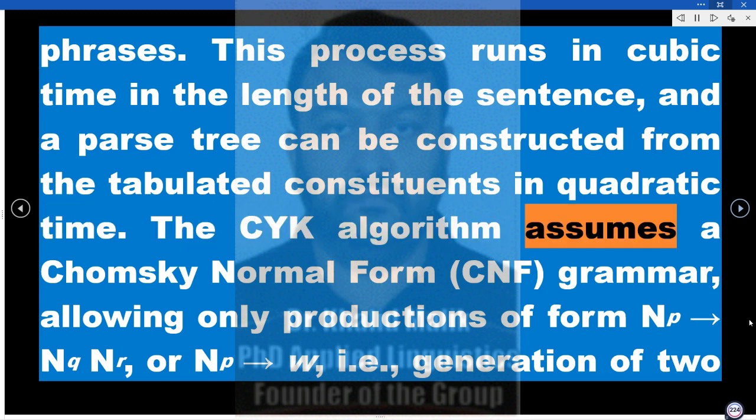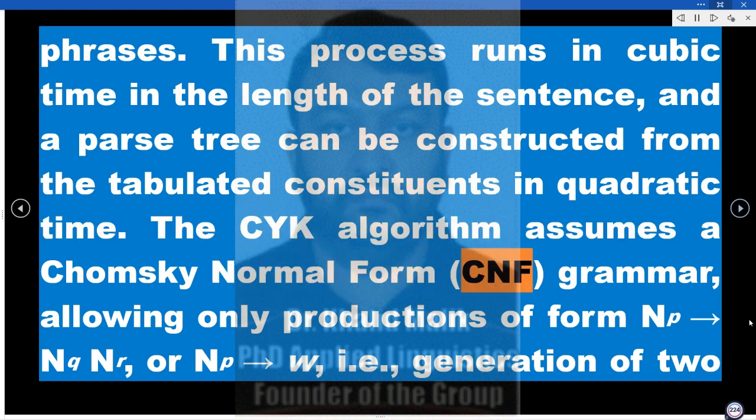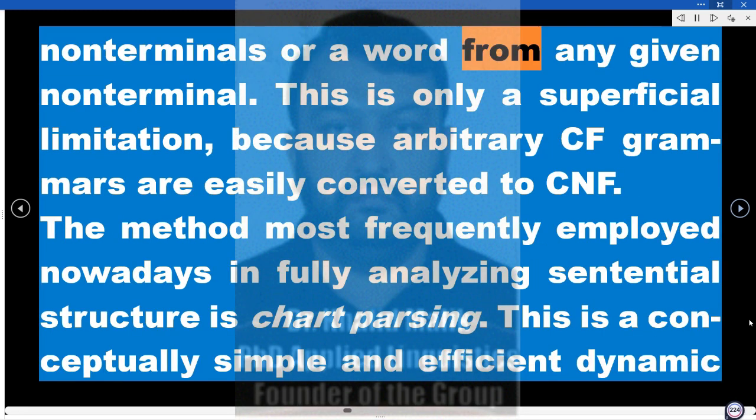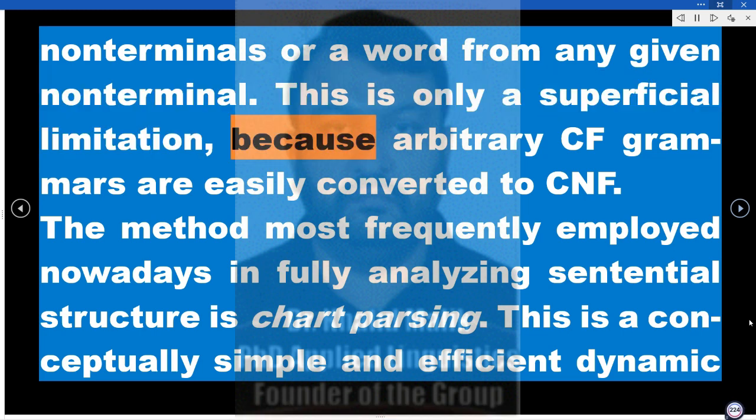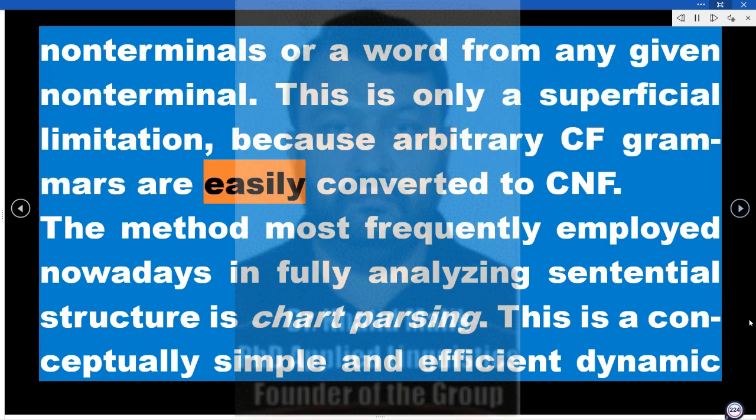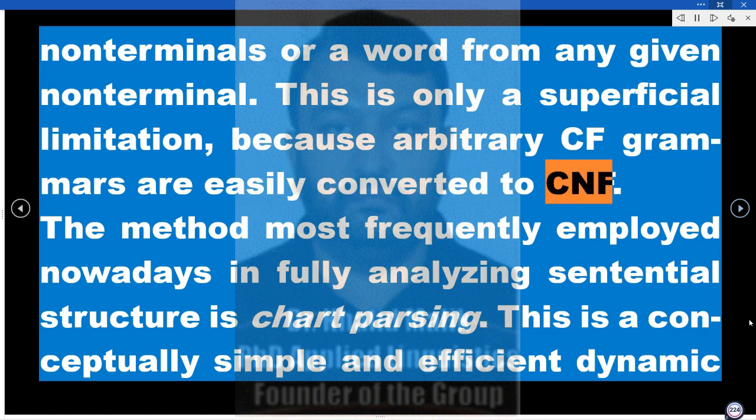The CYK algorithm assumes a Chomsky normal form, CNF, grammar, allowing only productions of form N_P → N_Q N_R, or N_P → W, i.e., generation of two non-terminals or a word from any given non-terminal. This is only a superficial limitation, because arbitrary CF grammars are easily converted to CNF.